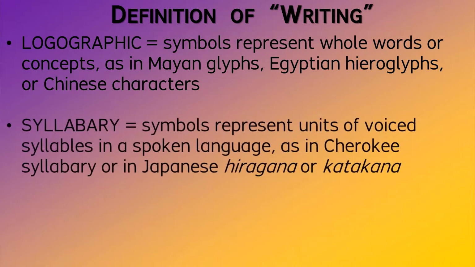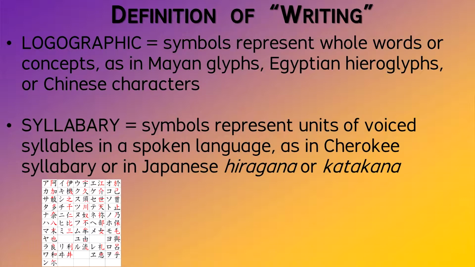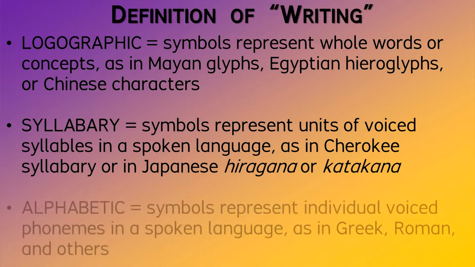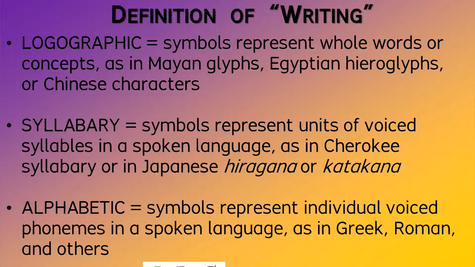Another form of writing can be described as syllabary, wherein each symbol represents a voiced syllable of a language. Examples include the Cherokee syllabary, as well as the Japanese systems of hiragana and katakana. Alphabetic writing involves individual symbols for each voiced phoneme of a language, as exemplified in Greek and Roman scripts. In some cases, writing systems combined elements of logographic, syllabary, and alphabetic components.